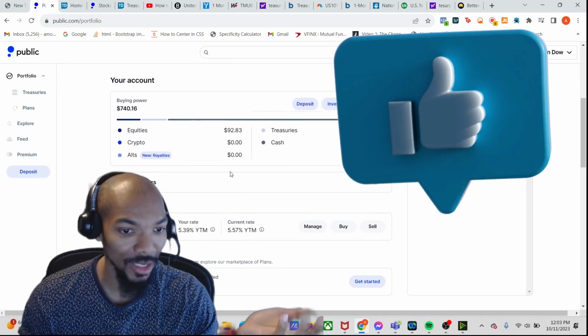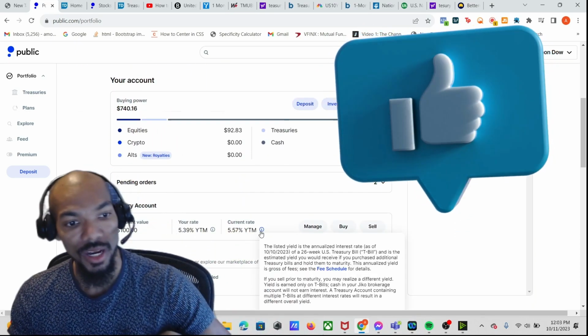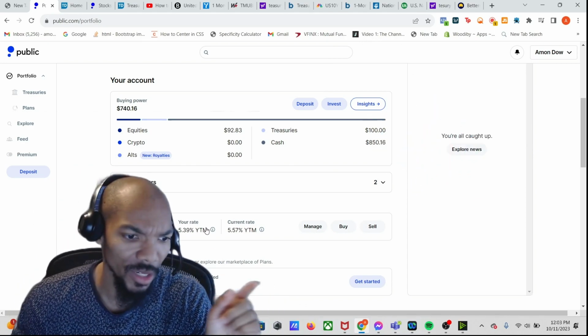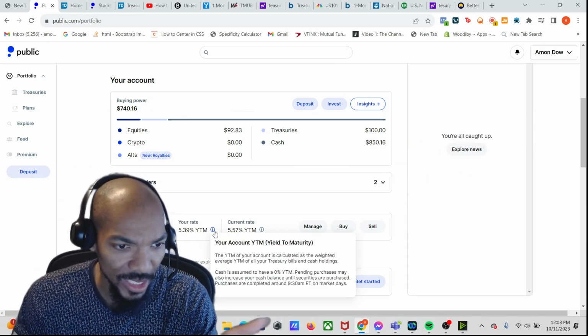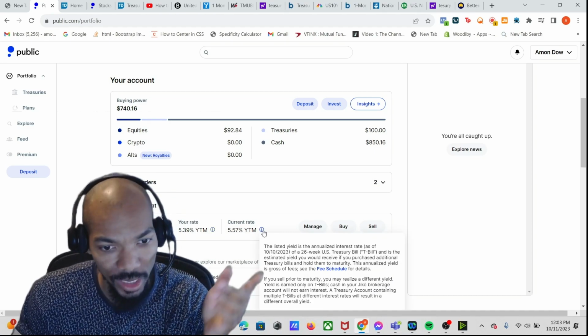Once again, you can sell it at any time. I think my rate, depending on when they purchase it, might be a slight difference. Your rate versus the current rate.